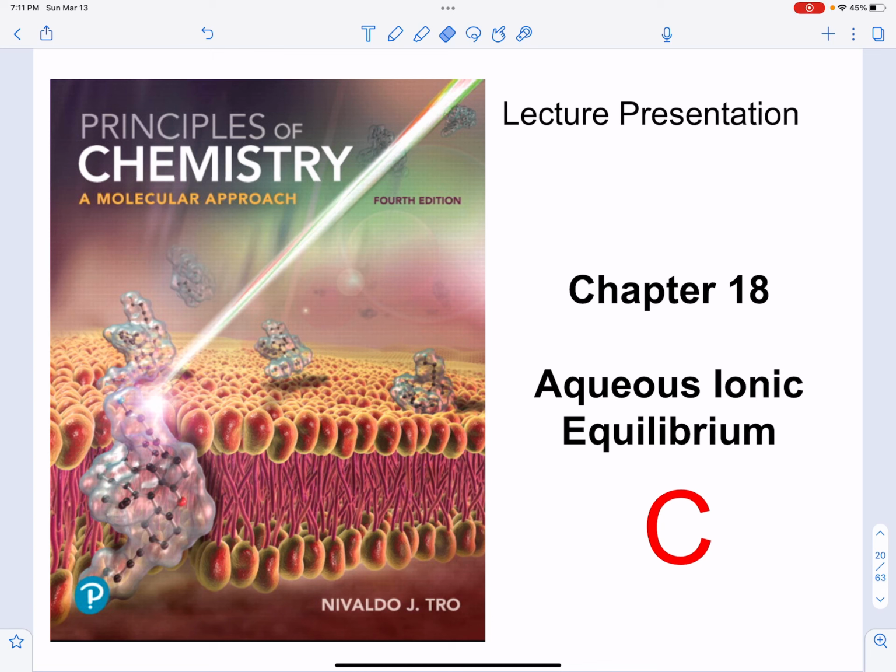So here we are now in part C. On part C of this chapter, we're getting deeper into calculations. You're going to have to truly remember how to do stoichiometry from General Chemistry 1, or 1411, and apply everything you have learned so far. We're still dealing with the common ion effect and the buffer systems.